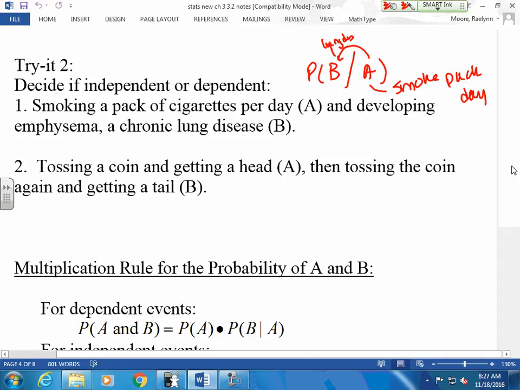That's dependent. Tossing a coin and getting a head, and then tossing the coin again and getting a tails. Getting my tails given that I already had a head. Is that a dependent or an independent event? Independent. Why? Because it has no effect on the other toss, right? Each toss doesn't matter what I tossed before. I could toss 25 heads in a row. I still have the same probability of getting a head, one out of two. Are we feeling those? I got very squeaky shoes on.